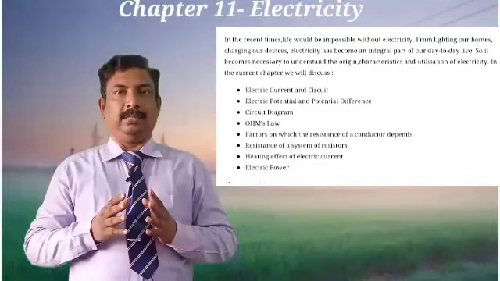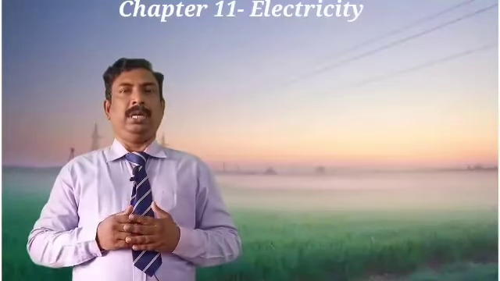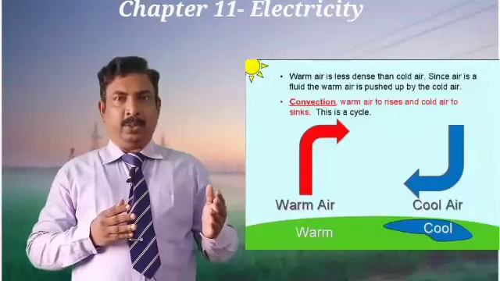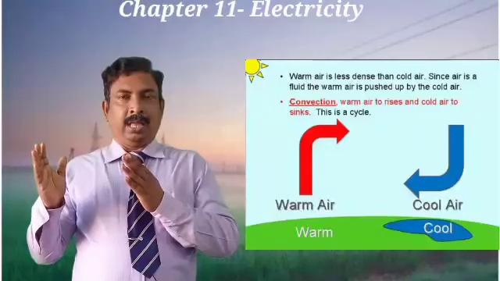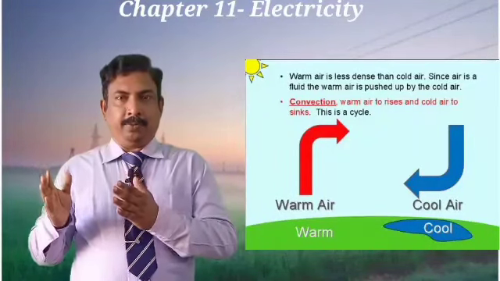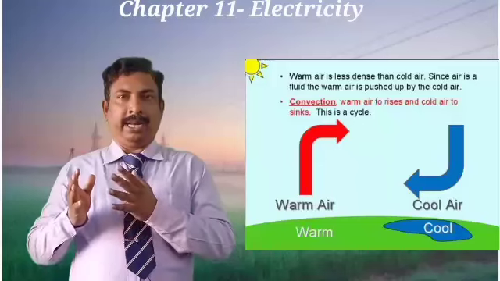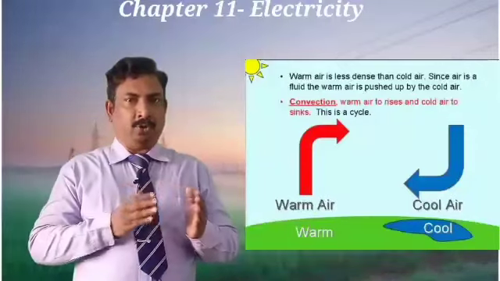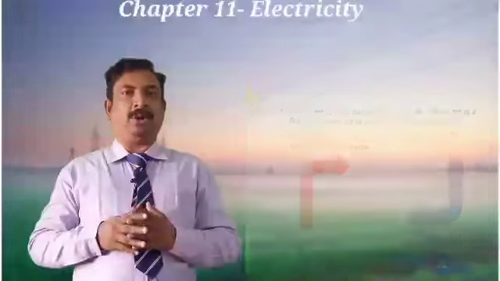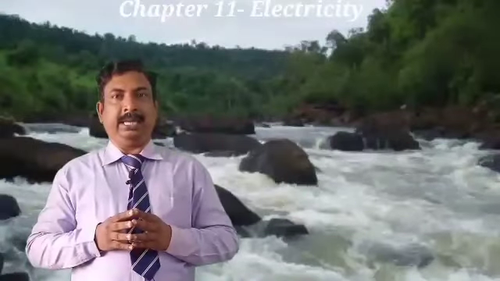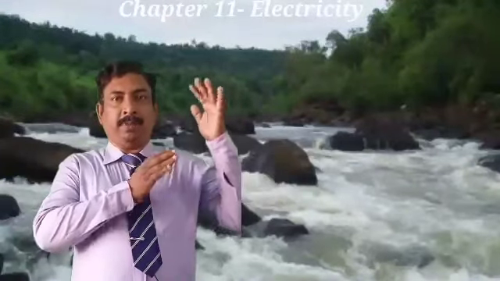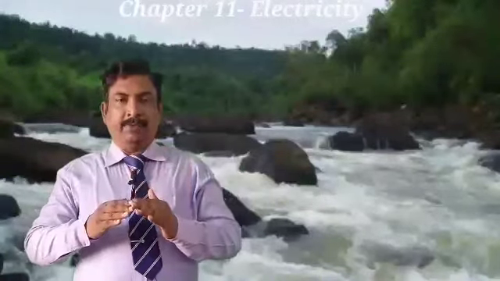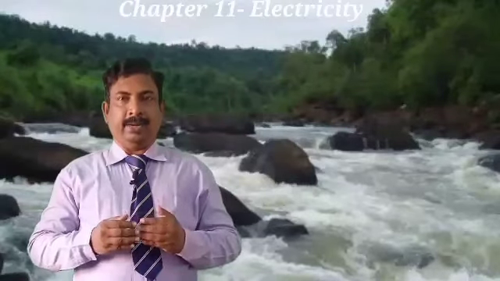Current. What is current? Generally, if you see air current, it means the wind we are seeing, which flows from a high potential region, or high temperature region, to a low temperature region; the air always flows. The flowing of air we call air current. If you see the rivers, they always flow from higher zones to lower zones. This flowing we call current. Current means flow.